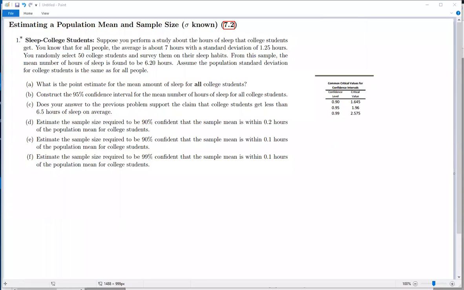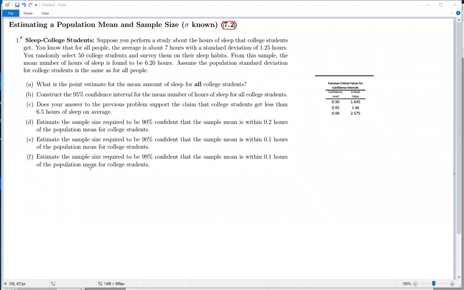So here's a video walkthrough of the first problem in the Chapter 8 problem set. It's also the first problem on WebAssign. And this deals with sample means. We're trying to estimate a population mean when we know the population standard deviation, which doesn't usually happen, but it's the basis of where it all goes. So they want to estimate how many hours college students sleep.